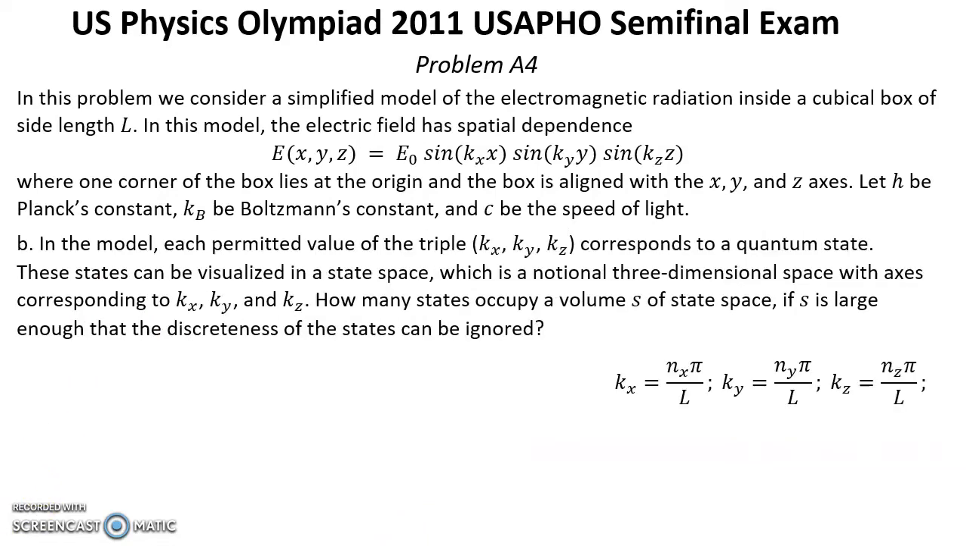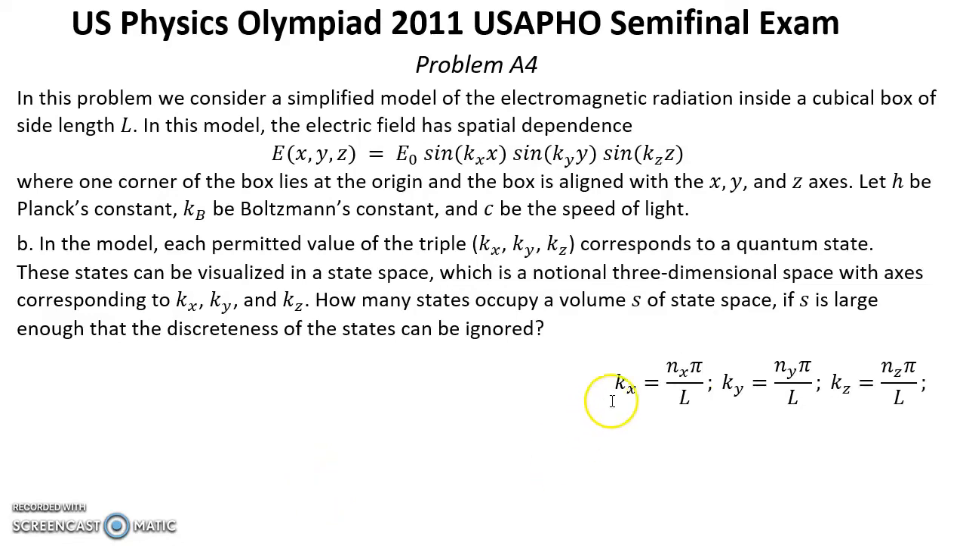Question B. In the model, each permitted value of the triple kx, ky, kz corresponds to a quantum state. These states can be visualized in a state space, which is a notional three-dimensional space with the axes corresponding to kx, ky, and kz. How many states occupy a volume S of the state space if S is large enough that the discreteness of the states can be ignored?